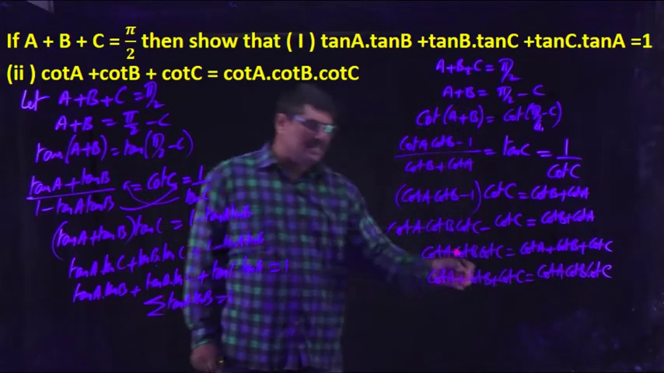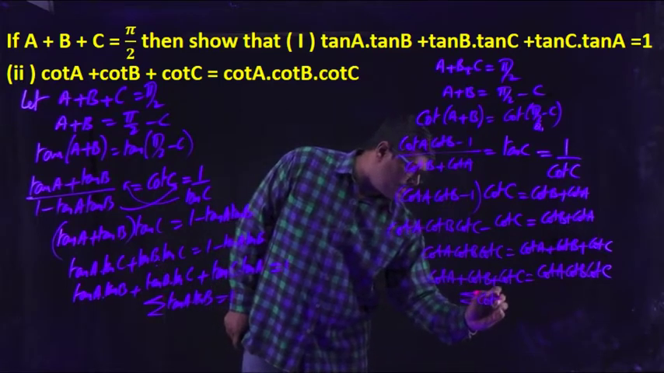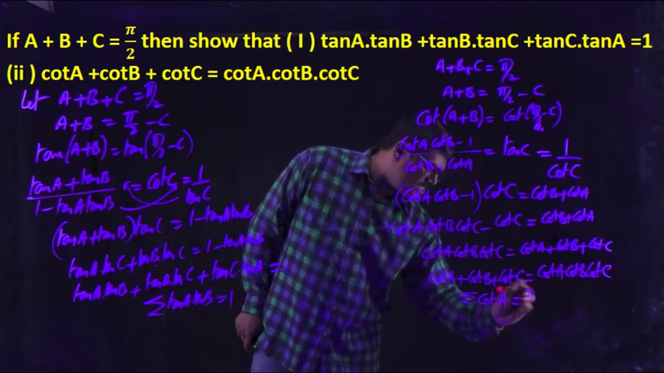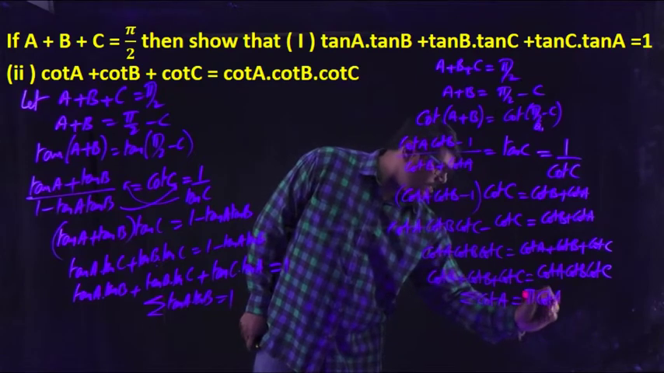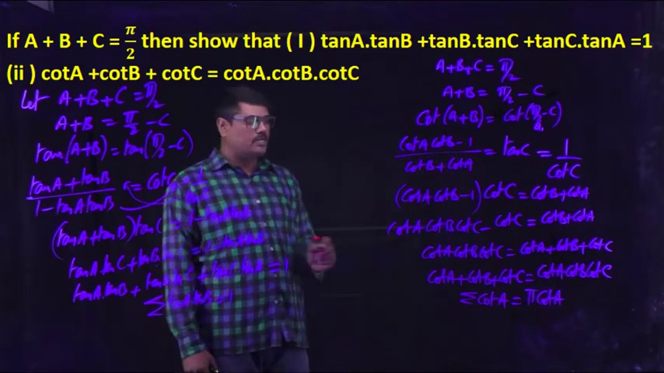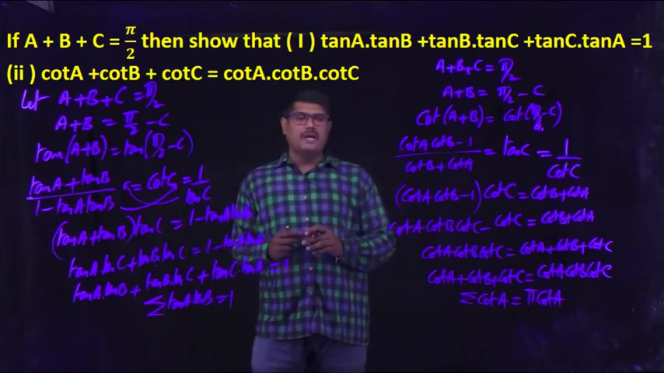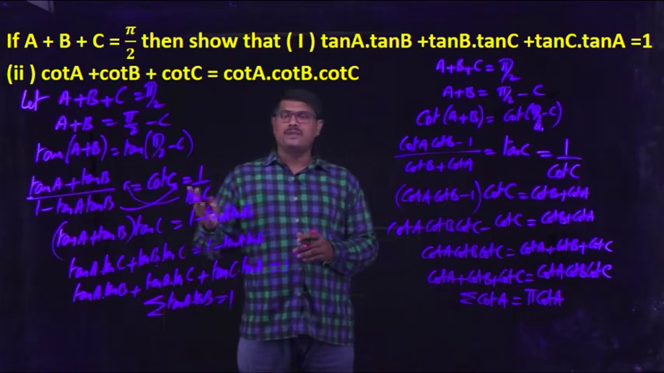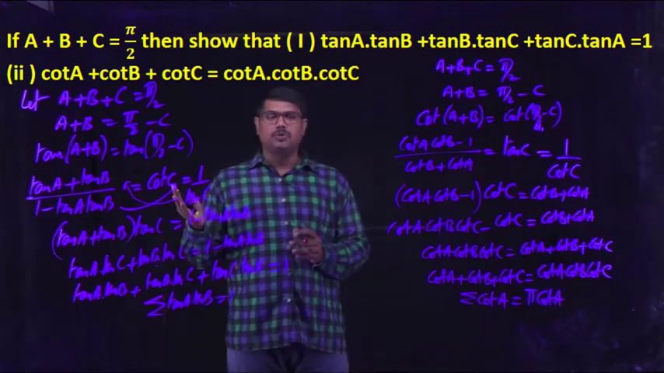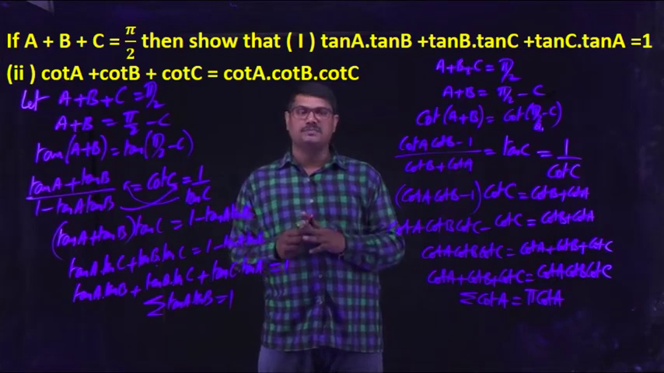So you can write it in short format, which is sigma cot a is equal to product cot a. Sigma indicates the sum of the values and product pi indicates the product of the values. So these are the four conditions based on the value of a plus b plus c. Whether it is pi or pi by 2, we have to observe the difference of the conditions.